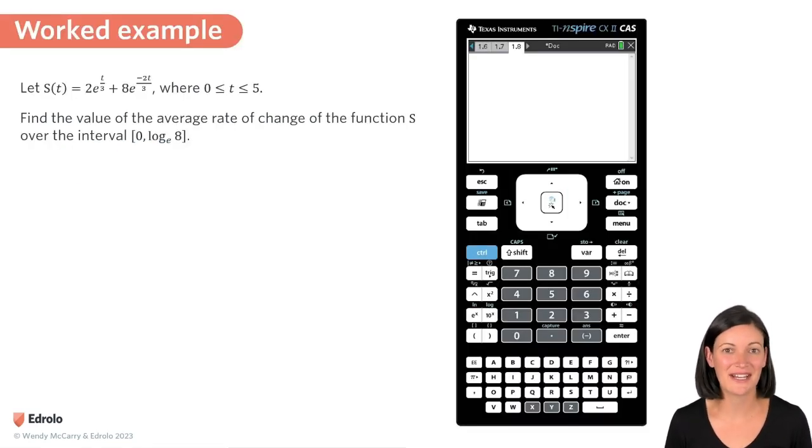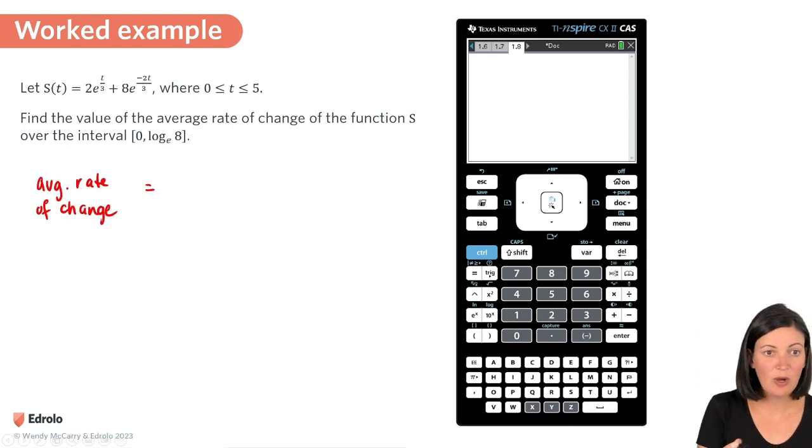Let's take a look at an example of how we would find the average rate of change. In this question, we're given a function, s at t, and we want to find the value of the average rate of change of the function s over the interval 0 and then log of 8 base e. This would come up on a calculator question, so we're going to use our calculator to do the actual calculation, but it's always handy to write down what you're going to put into your calculator in any sort of test or exam conditions.